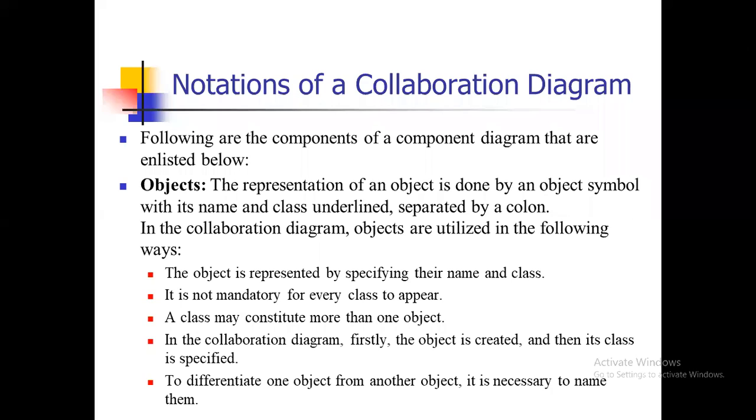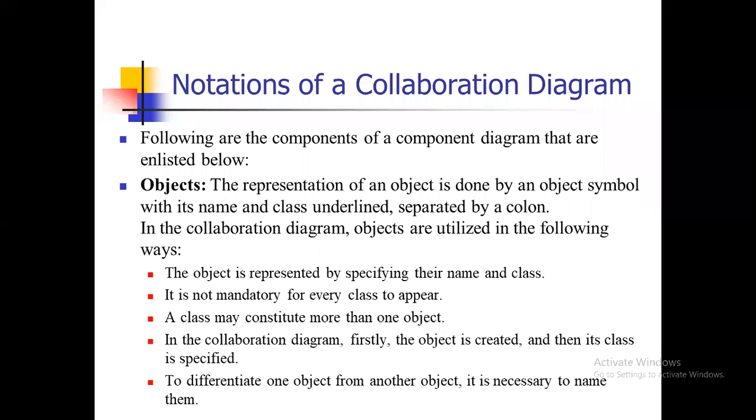See the notations that are used for the collaboration diagram. The notations are actor, object, multi-objects and links. First we'll see objects. An object is represented by an object symbol, rendered as a rectangle, with its name and class separated by a colon, and underlined.